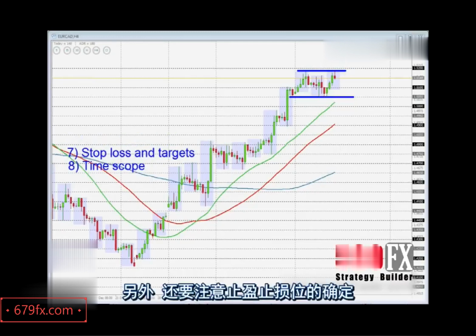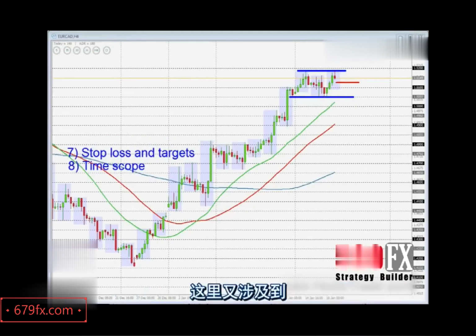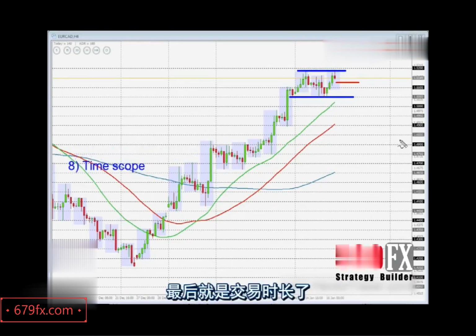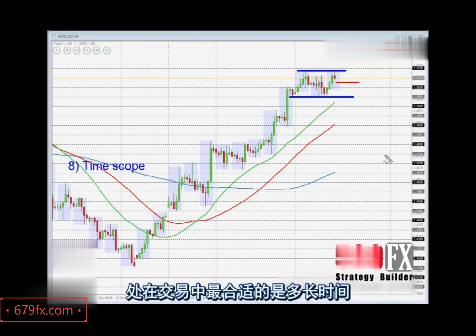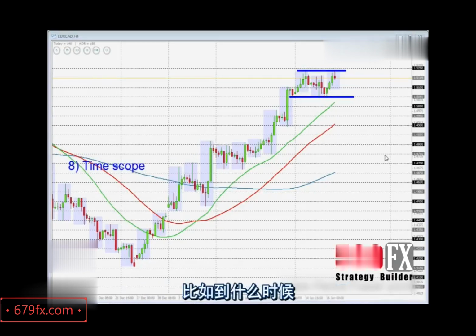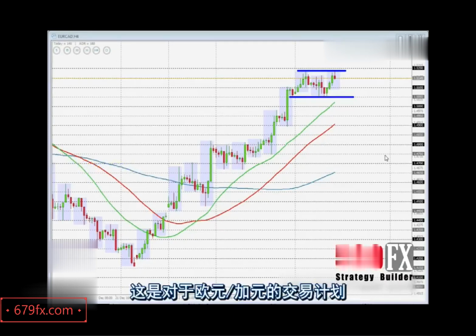Where will you place your stop loss levels, okay, and your targets, and furthermore, whether it will be just one target, or perhaps you will exit in 2 steps, okay. And finally, the time scope. How long do you expect this trade to be open for, okay? And what's the time limit at which you may want to reassess the situation, perhaps manually close the trade, etc., etc. All right, that's the trade plan for the euro against the Canadian dollar.